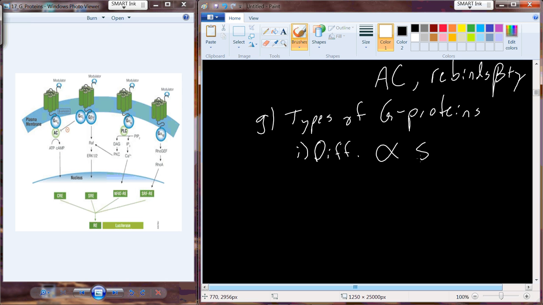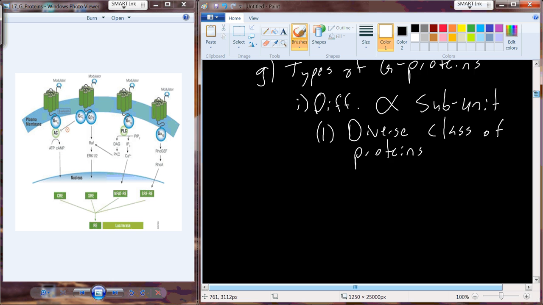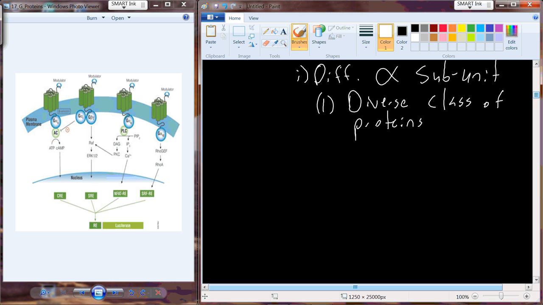Okay, so the different types of G proteins have different alpha subunits. It's the alpha subunit that really dictates the kind of G protein that is going to be utilized by an individual receptor. And it turns out that these alpha subunits are pretty diverse. So we have a lot of different types of alpha subunits. And the nomenclature that we use to define our different types of alpha subunits is a double subscript. So, for example, that would be our symbology for the alpha subunit of the G protein.